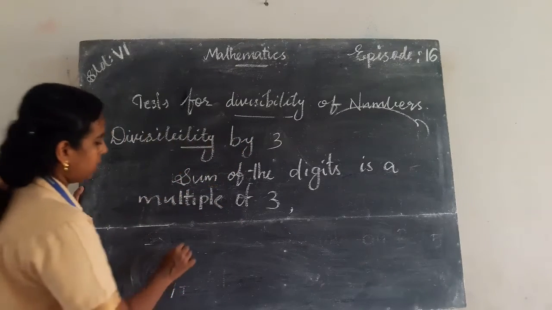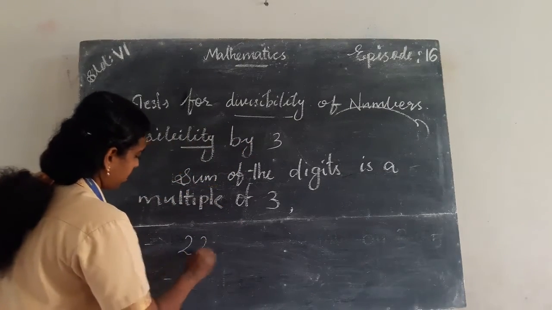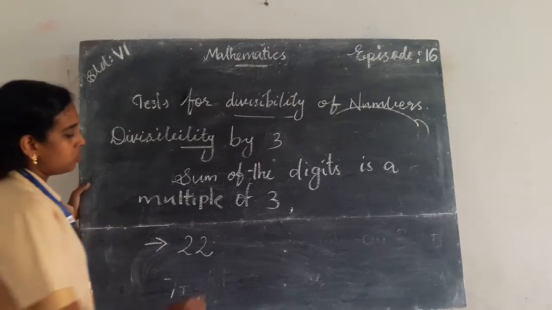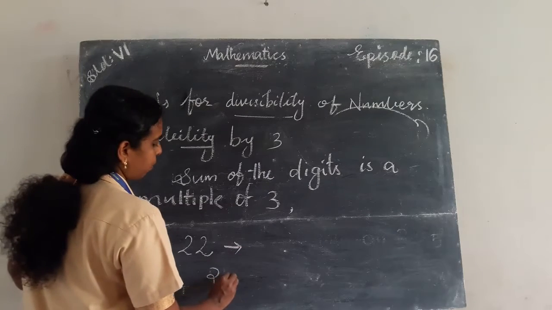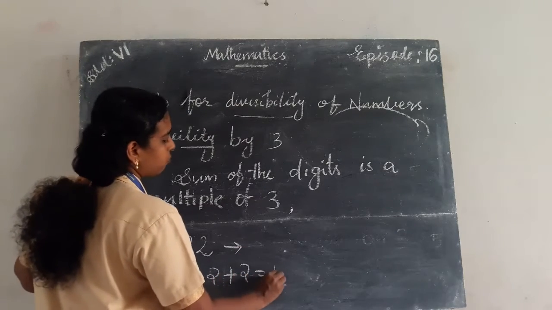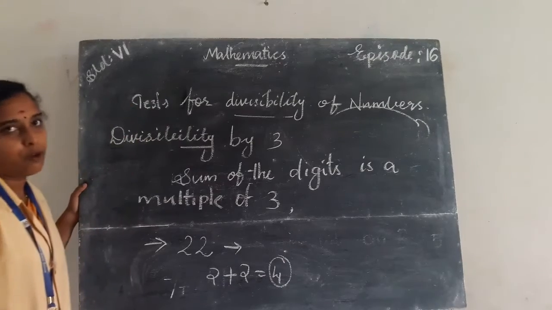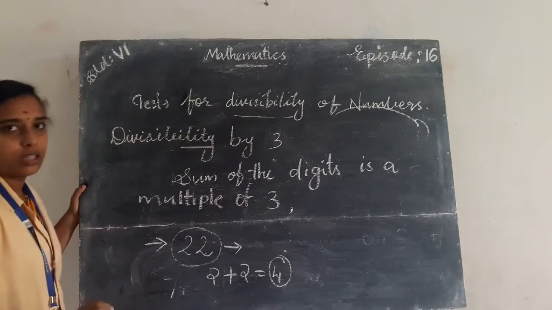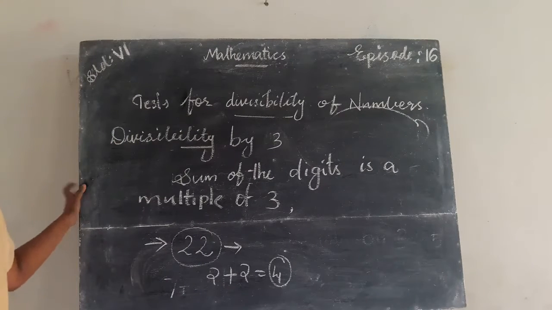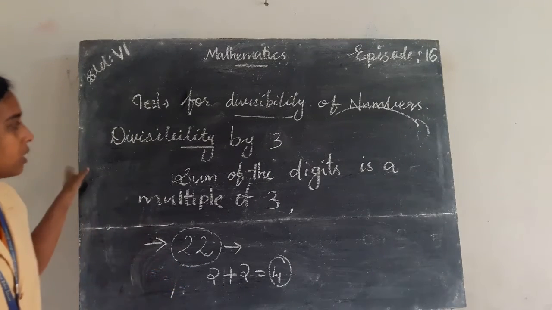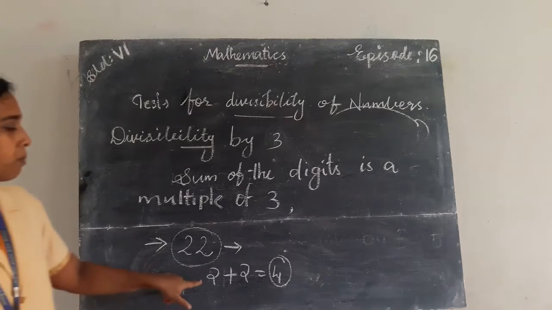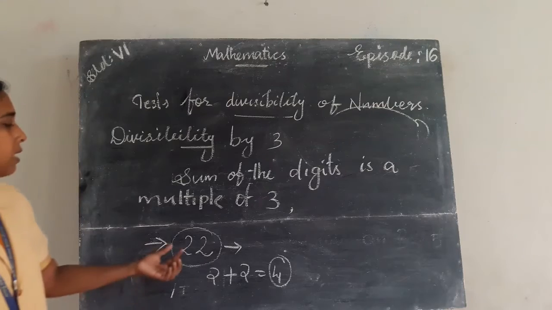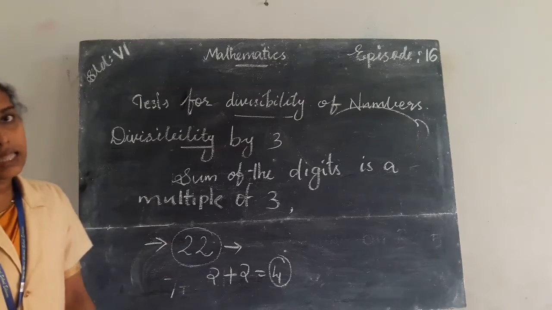And another example. 22. Is 22 divisible by 3 or not? To find that, first we take the sum of the digits: 2 plus 2 is 4. So 4 is not a multiple of 3. So 22 is not divisible by 3, because the sum of its digits is 4 and 4 is not a multiple of 3.